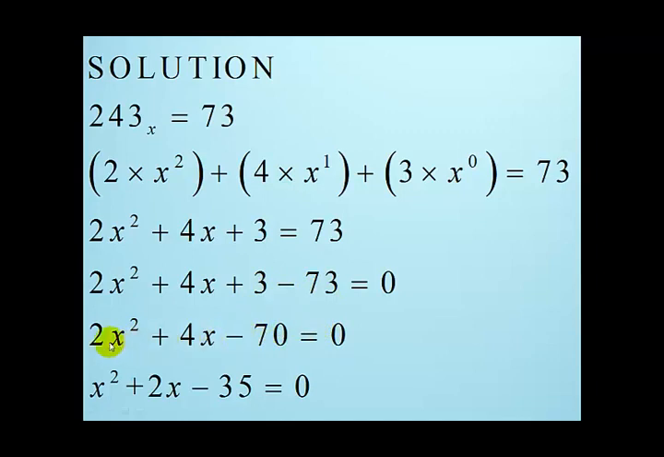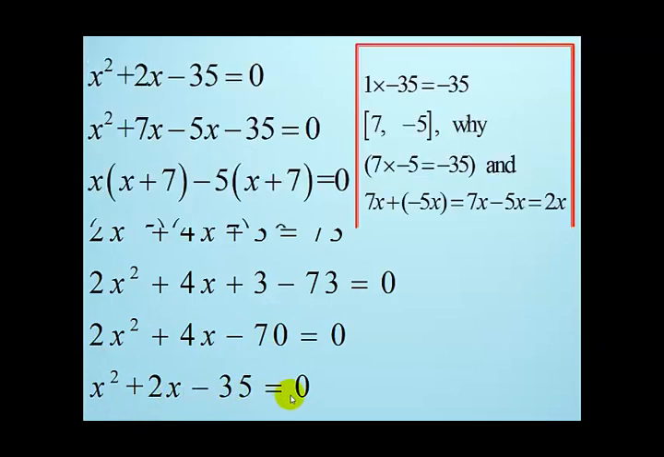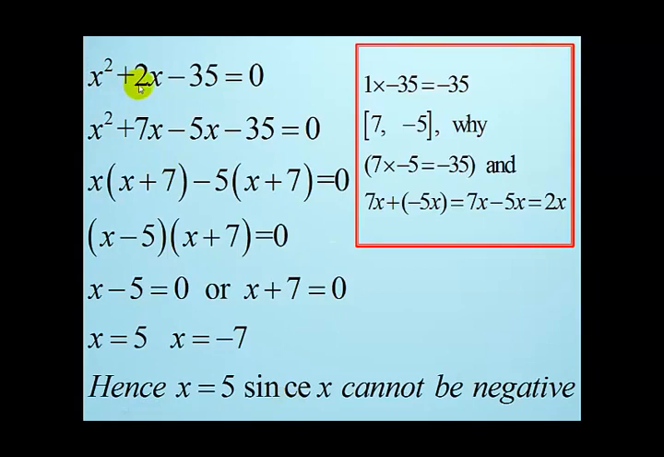Now let's divide through by 2 to simplify the equation. Dividing 2x squared by 2, we are left with x squared. Dividing 4x by 2, we are left with 2x. And dividing minus 70 by 2, we are left with minus 35. When we divide 0 also by 2, we are left with 0. So x squared plus 2x minus 35 is equal to 0. Now x squared plus 2x minus 35 equals 0 is a quadratic equation.